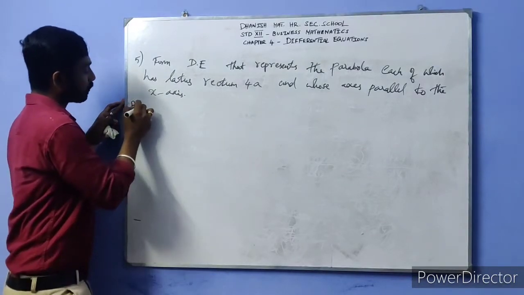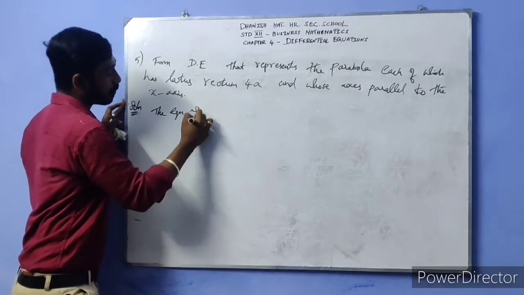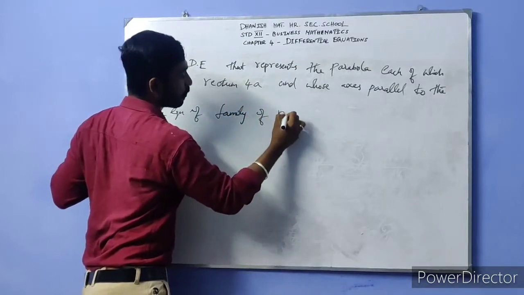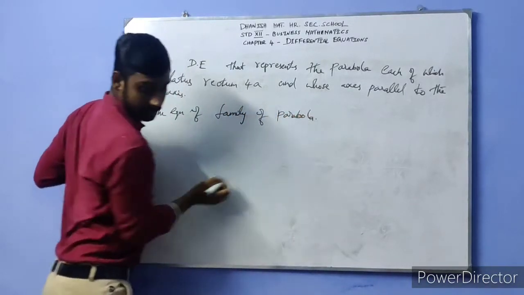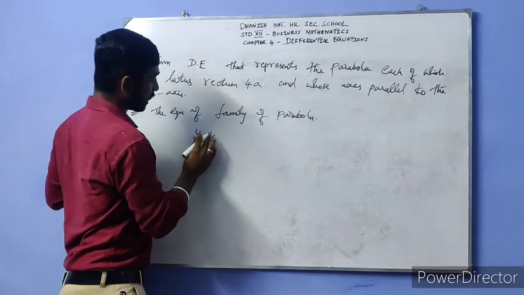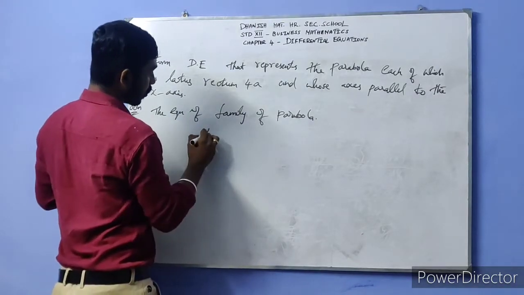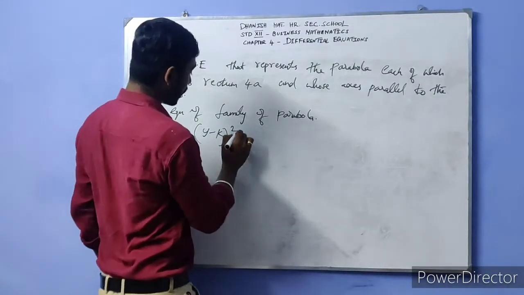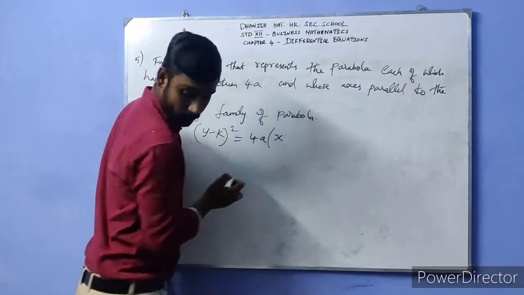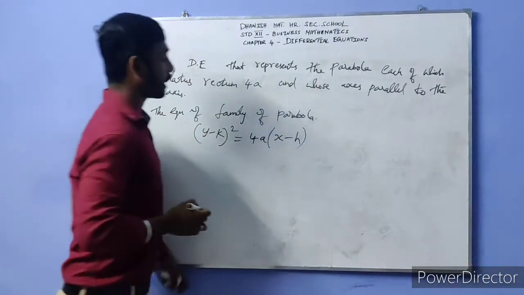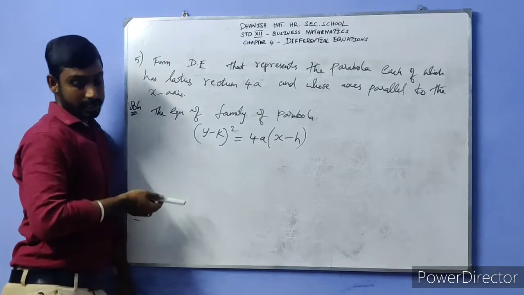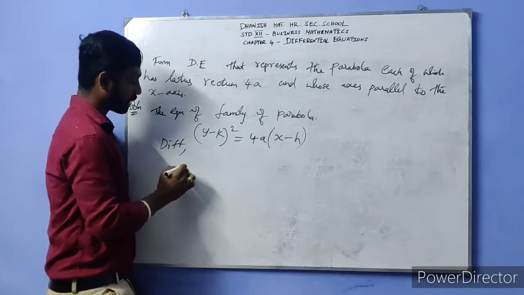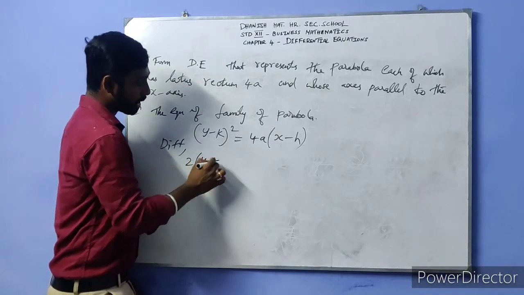The equation of the family of curves, the equation of the family of parabolas, is (y minus k) the whole square equal to 4a into (x minus h). So here itself we are going to differentiate this one. Here we are getting 2 into (y minus k).